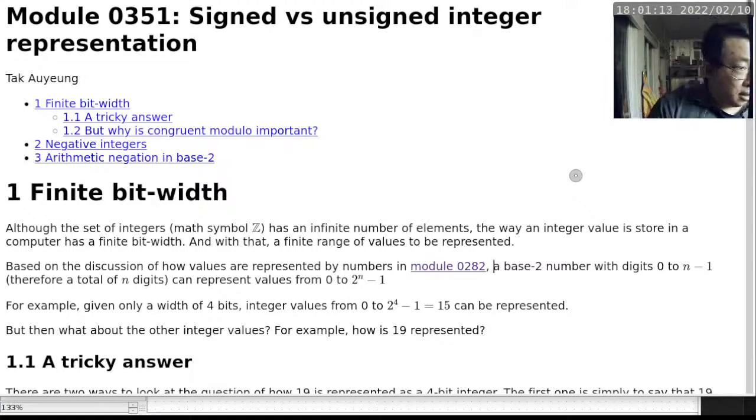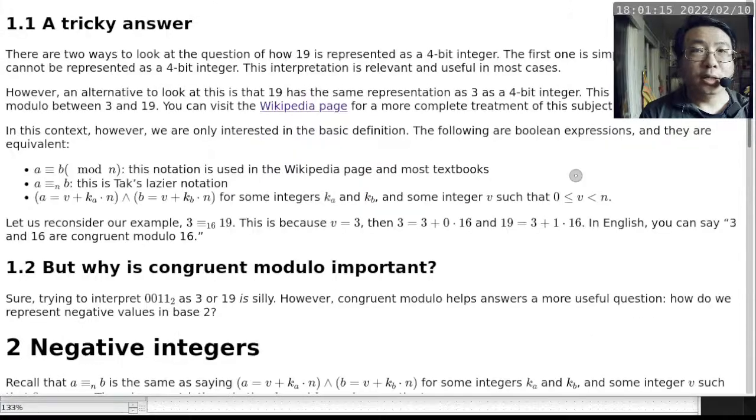All right, so let's move on. So the tricky answer is, one way to answer the former question, which is, how do we represent 19 using 4 bits? One way to answer that question is simply to say, nope, you cannot do that. If you want to represent a value using only 4 bits, you can only represent values from 0 all the way up to and including 15, and that's it. Anything outside of this we cannot represent. So that's a simplistic way of answering that question.